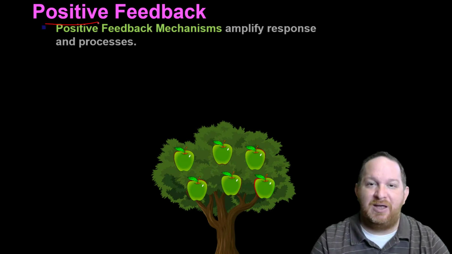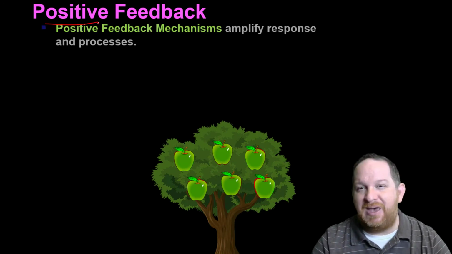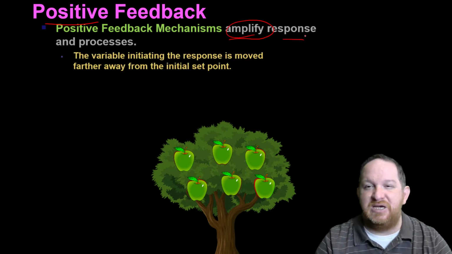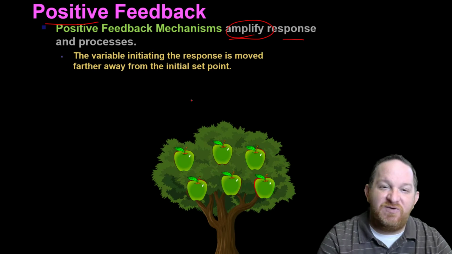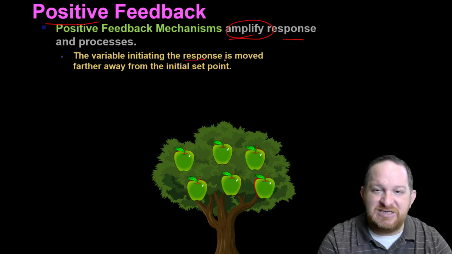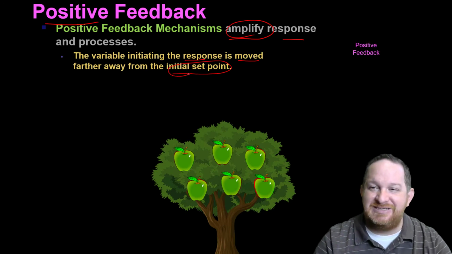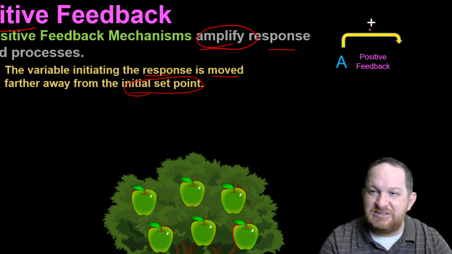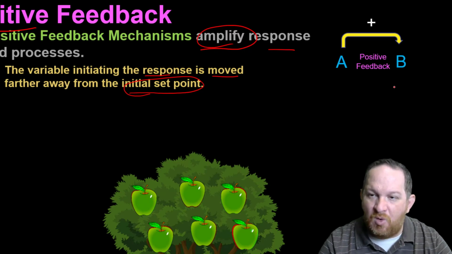All right, so now let's look at some positive feedback loops. A positive feedback mechanism is really meant to amplify our response in a process. So the variable initiating the response is moved further and further away from the set point. What does this mean? Positive feedback means some stimulus A causes something to occur, B, which then causes more to occur back to A, which then the cycle continues.